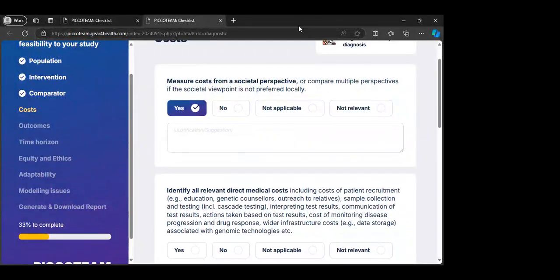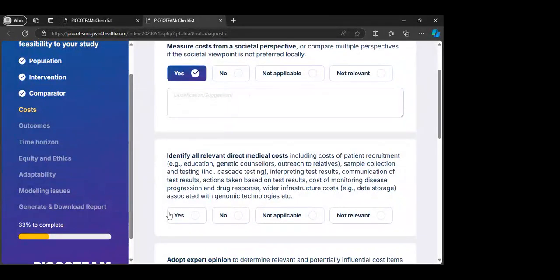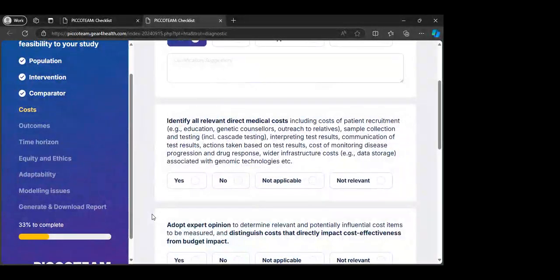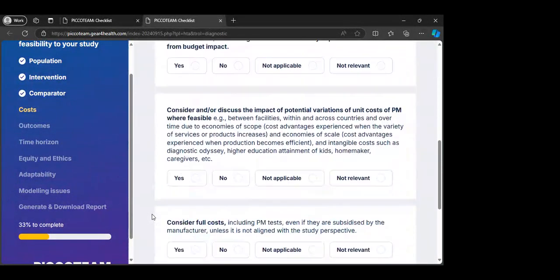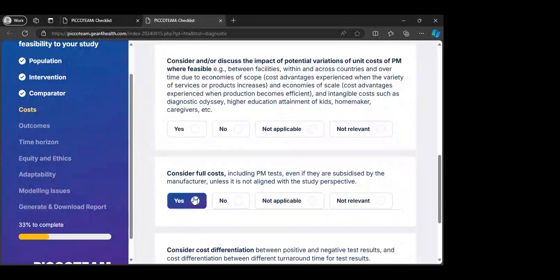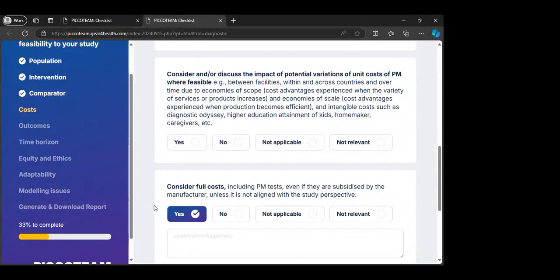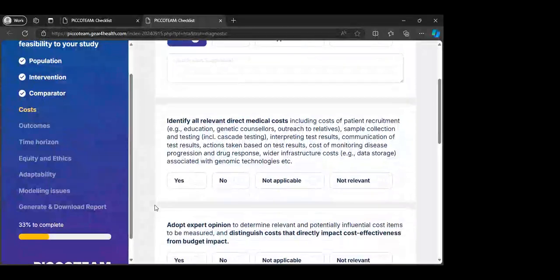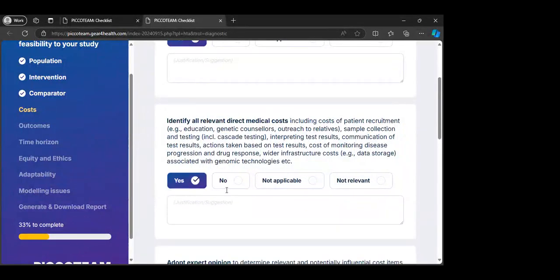So in the FH care study, we did measure costs from a societal perspective, and Yue will be telling you more about that. And also, for direct medical costs, we will be considering the full cost of the test, even if it's subsidized by the manufacturer. And we will consider all relevant direct medical costs. And we provided a detailed list that you can take time to read and see if for any cost you cannot measure from your own end.